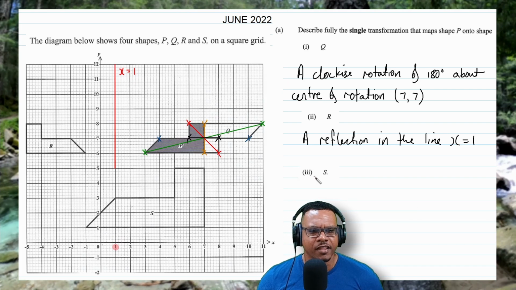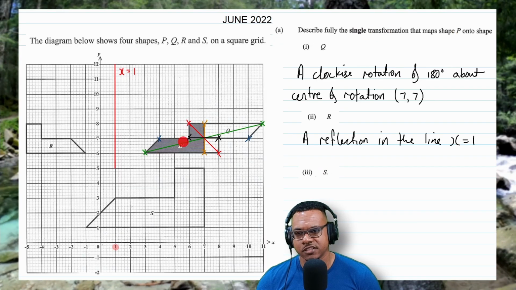Now for part 3, we want to describe a single transformation that will map the shape P onto S. So this is P here and this is S here. Now we can clearly see that the orientation is the same, but S is bigger than P, so this is going to be an enlargement. So for enlargement, we need to find the point of enlargement and also the scale factor. Scale factor just means how many times bigger S is than P.